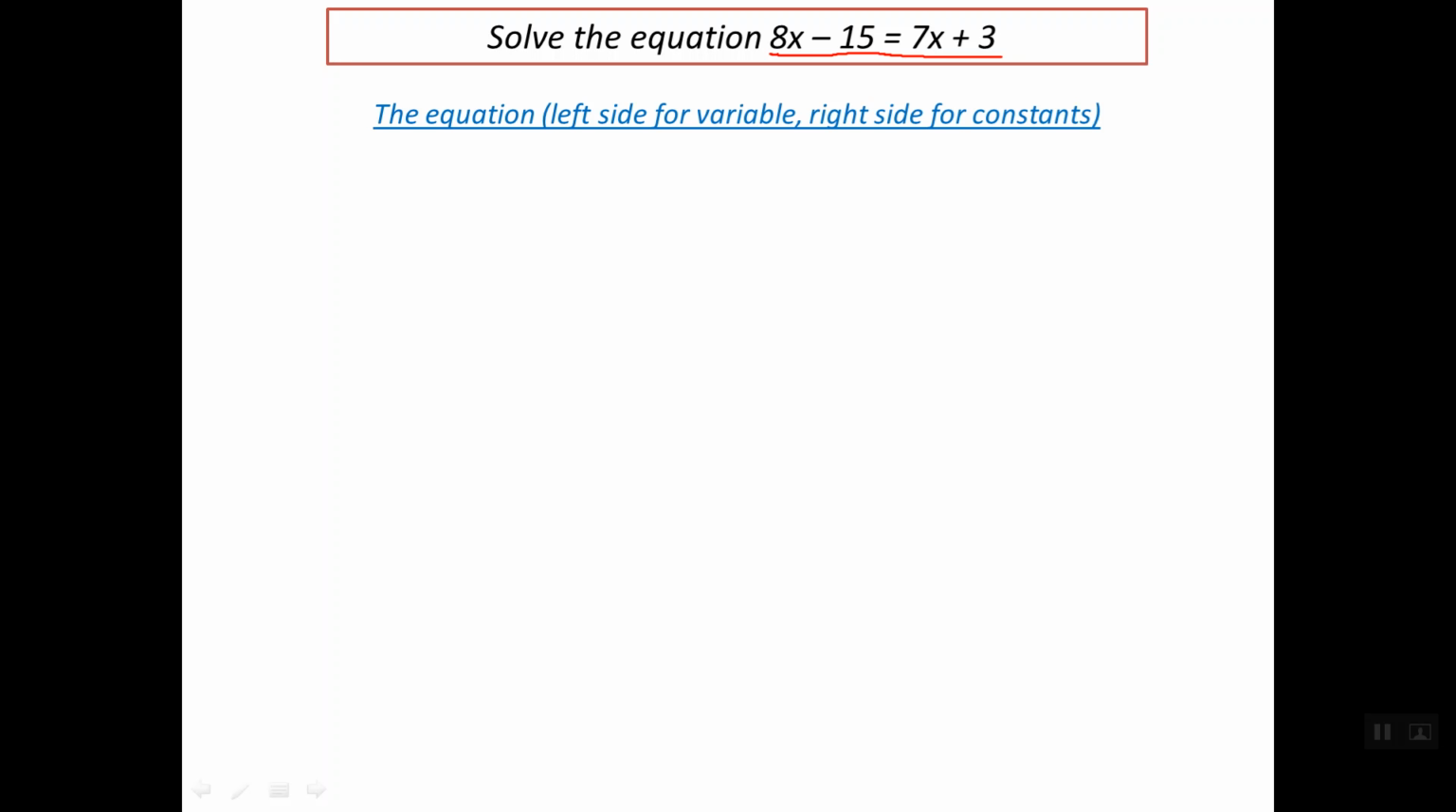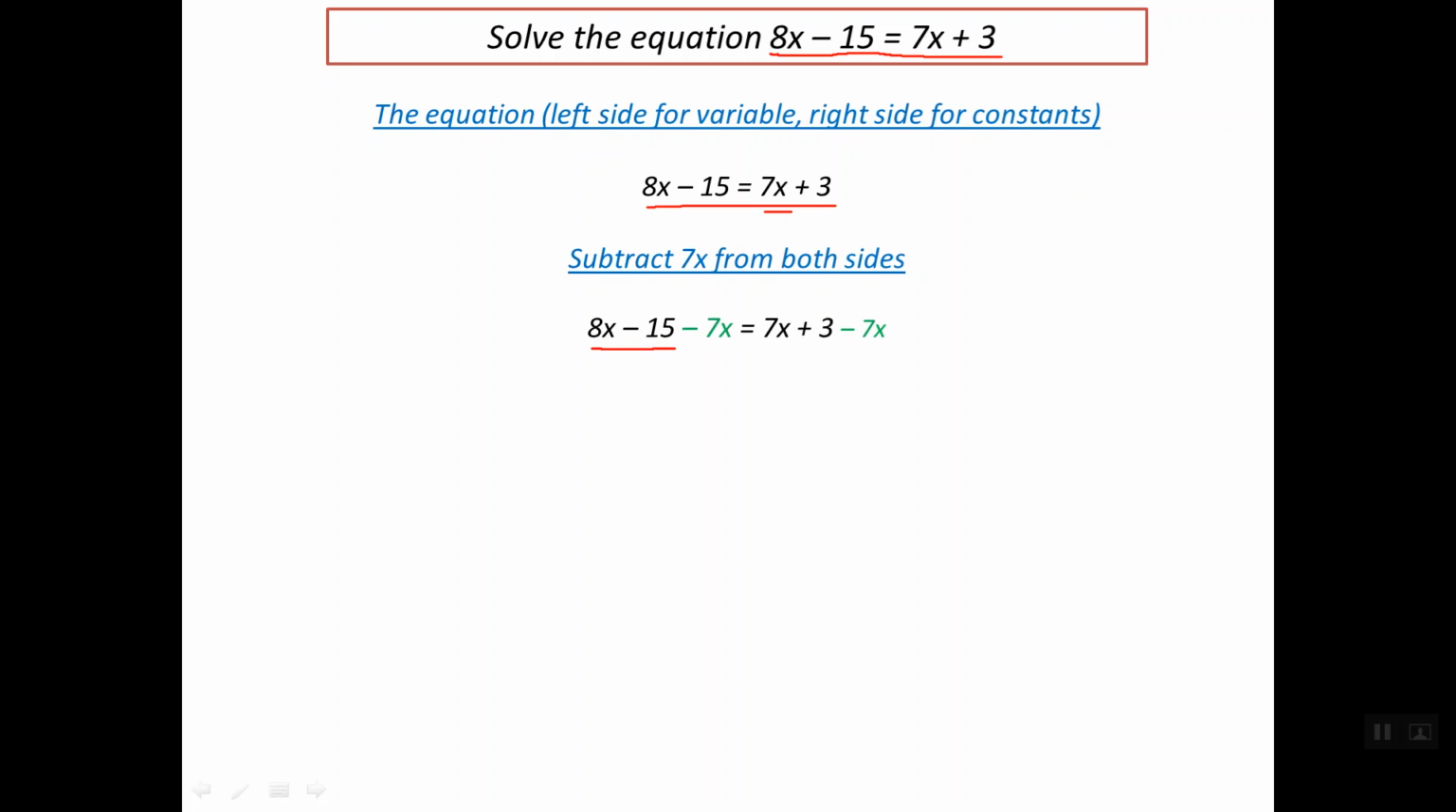So in this case, we can simply make the variable be on the left side and the constant on the right side. So this is the equation. Now we can simply cancel the 7x from the right side, so the remaining is the constant. So simply we can subtract 7x from both sides of the equation. So what we have for the left side is 8x minus 15 minus 7x, equal to 7x plus 3 minus 7x.